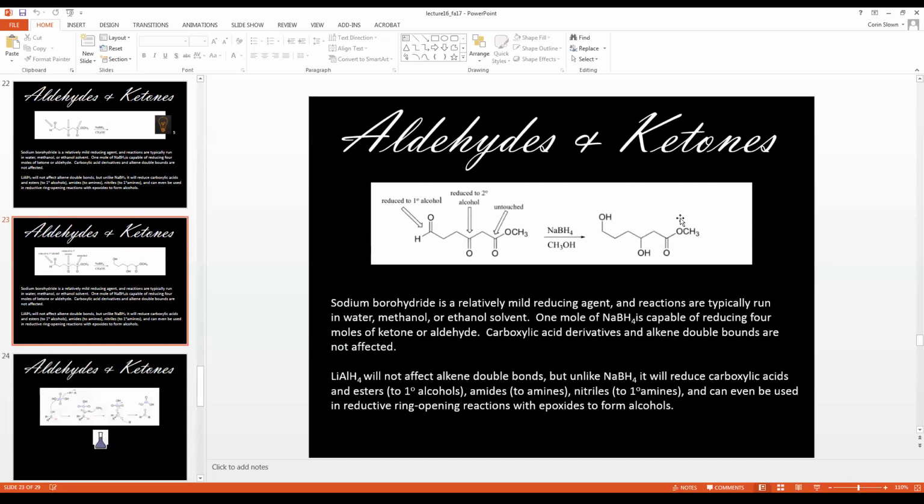So lithium aluminum hydride is very different. Lithium aluminum hydride will not affect alkene double bonds, but it will reduce carboxylic acids and esters down to primary alcohols. It will reduce amides to amines, nitriles to primary amines, and can even be used to open epoxides to form alcohols.